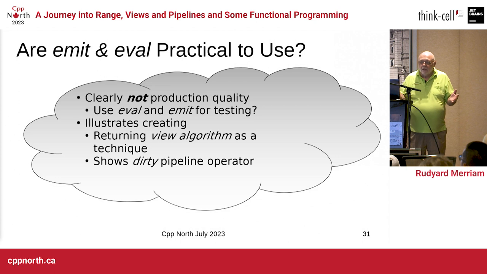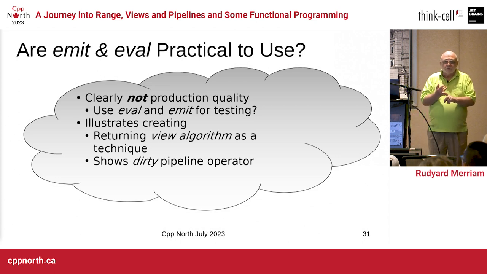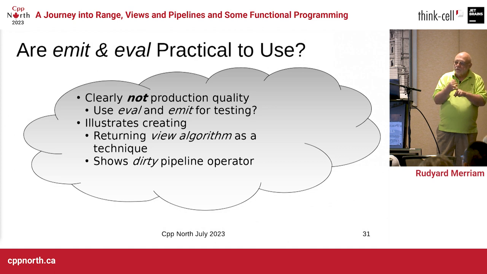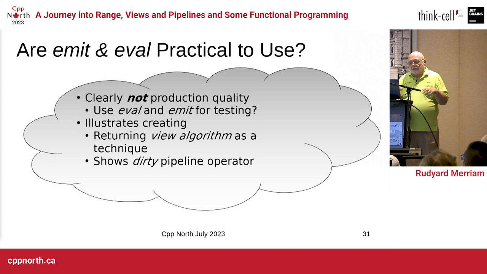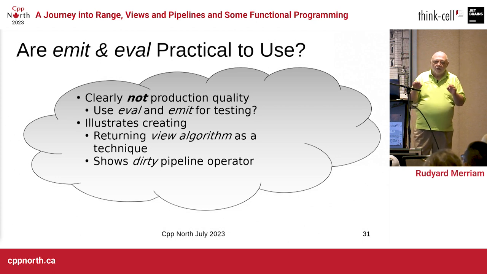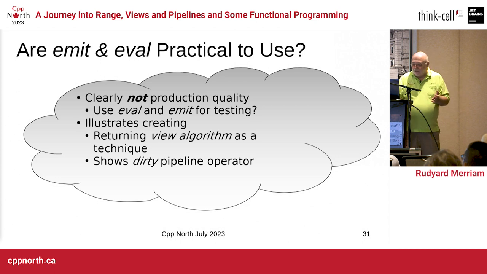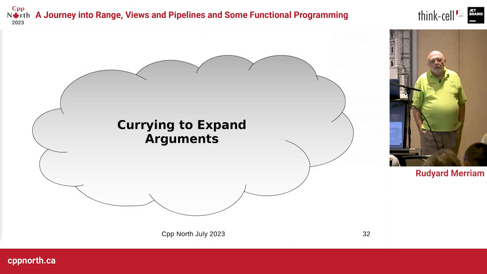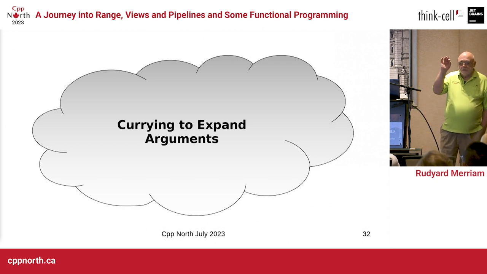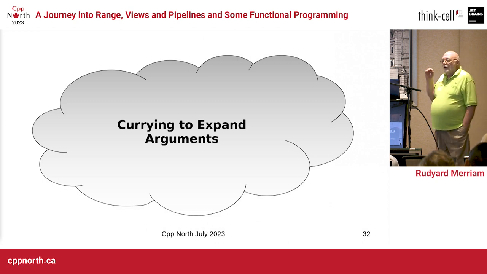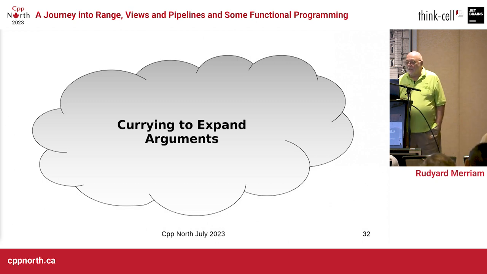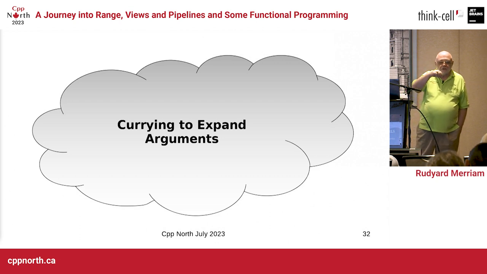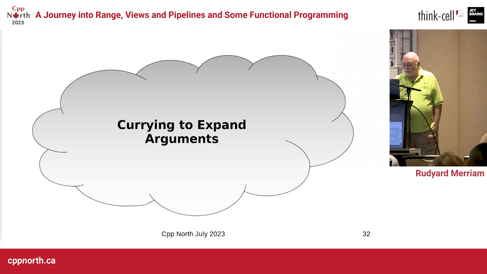But you can return a view algorithm from your own function. So that's one thing that's illustrated with the emit. And it shows a dirty pipeline operator. That's at least the starting point for creating a pipeline operator. You'll notice that filter takes a single argument, a function as its argument. Well, technically it takes two. It takes the value that you're passing, it takes the range, and it takes the element that you're going to be working with.